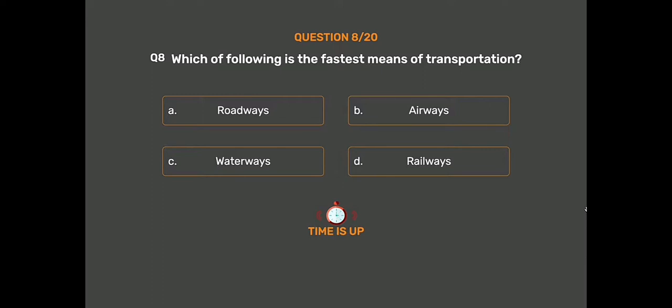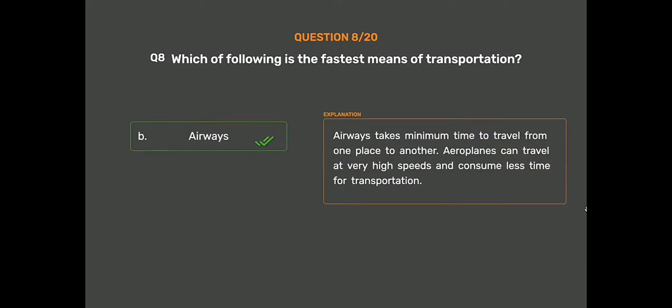The correct answer is option B. Airways. Airways takes minimum time to travel from one place to another. Aeroplanes can travel at very high speeds and consume less time for transportation.